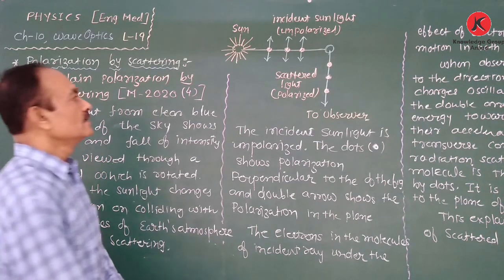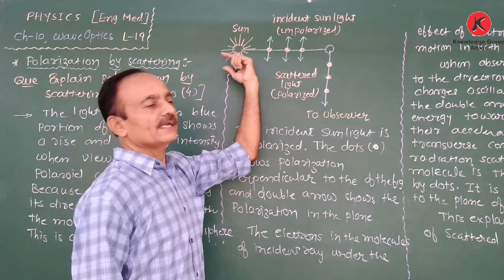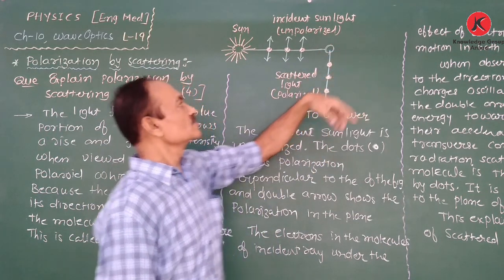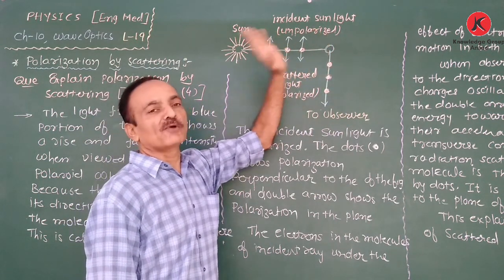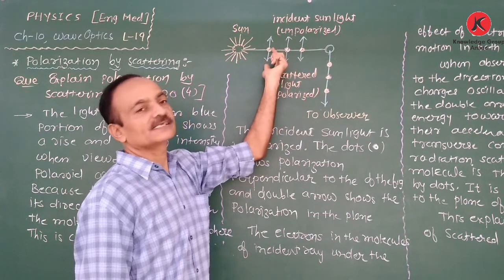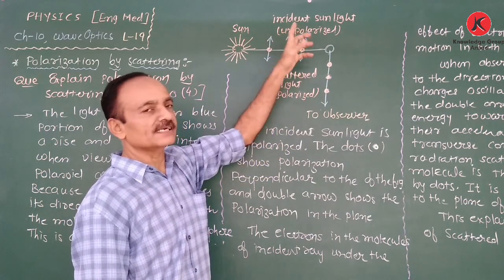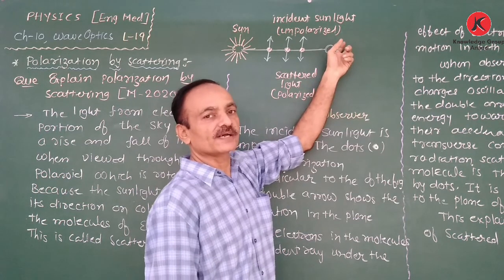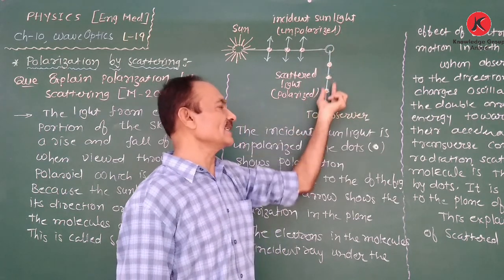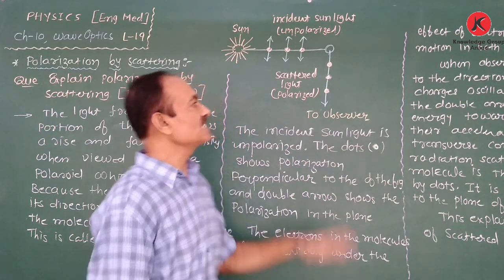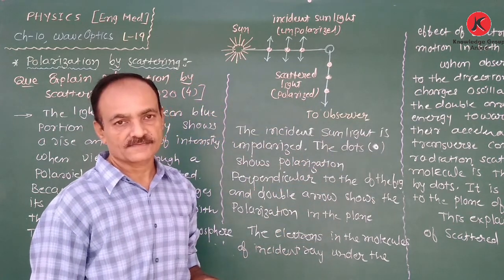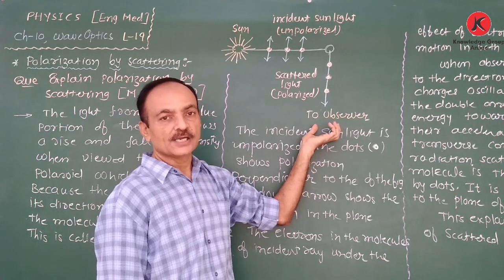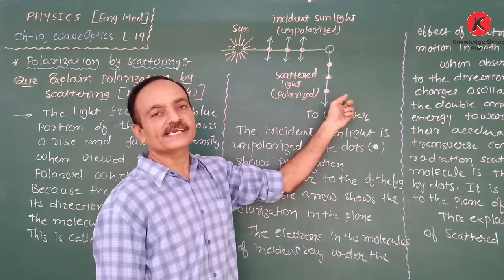Now, here in the figure, the light coming from the sun, traveling horizontally, is incident on the molecules of the atmosphere. Before colliding with the molecules of the atmosphere, the incident sunlight is unpolarized light. Due to colliding with the molecules of the Earth's atmosphere, suppose the sunlight changes its direction by 90 degrees from the original direction and enters the eye of an observer.